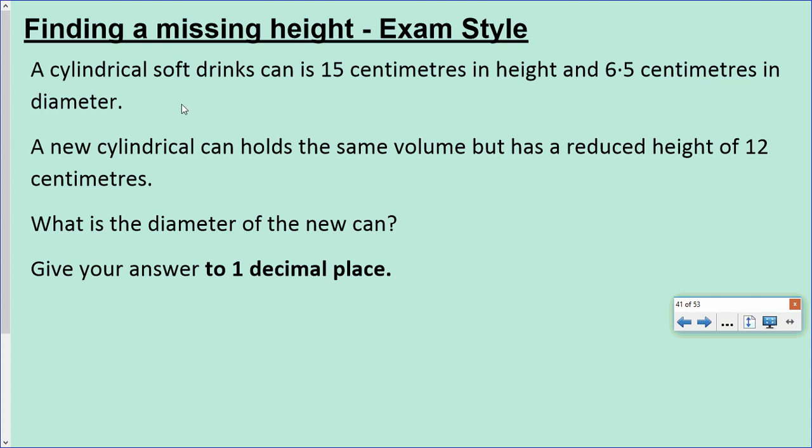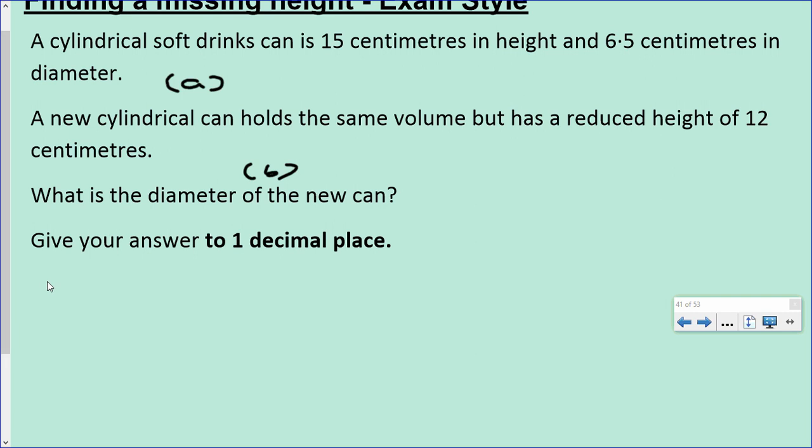Normally, actually, these would be in 2 separate parts. We'd normally have an A, and then we'd have a B. So this one I'd actually maybe say is slightly harder than the exam style that we've got. So I'm going to label it A and label it B. We've got a cylindrical soft drinks can is 15 centimeters in height and 6.5 centimeters in diameter. And then this part here, it says it holds the same volume.